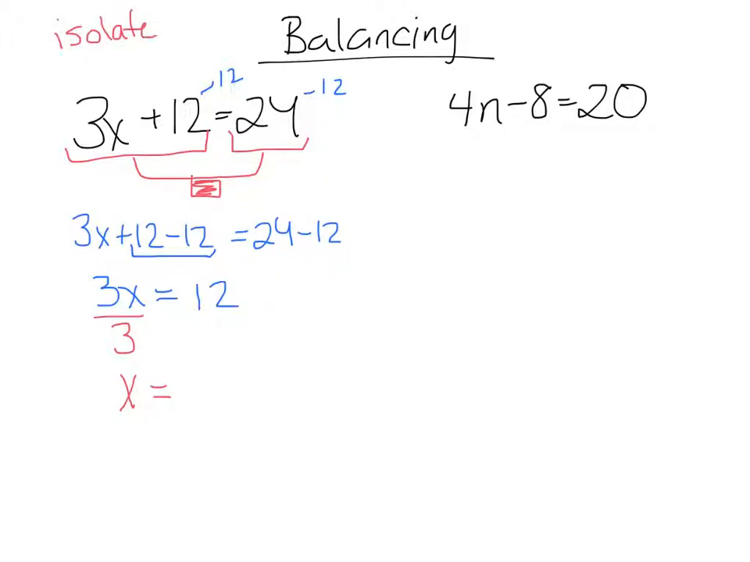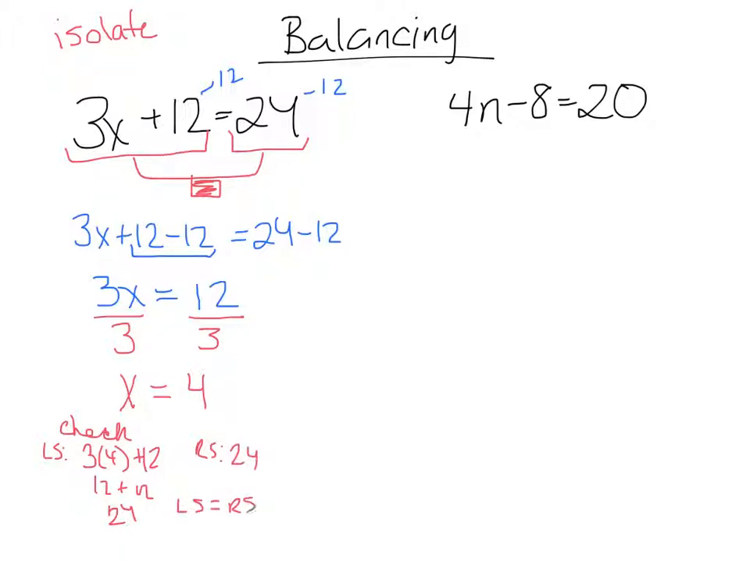Another vocab you might hear is isolate the variable rather than balance the equation. Isolate the variable. And then what we did to that side, we have to do to this side. So 12 divided by 3 is 4. I can always check it, and I do 3 times 4, so my left side of my equation, plus 12. 12 plus 12 is 24. The right side of the equation was already 24, so left side equals right side, and it's balanced.